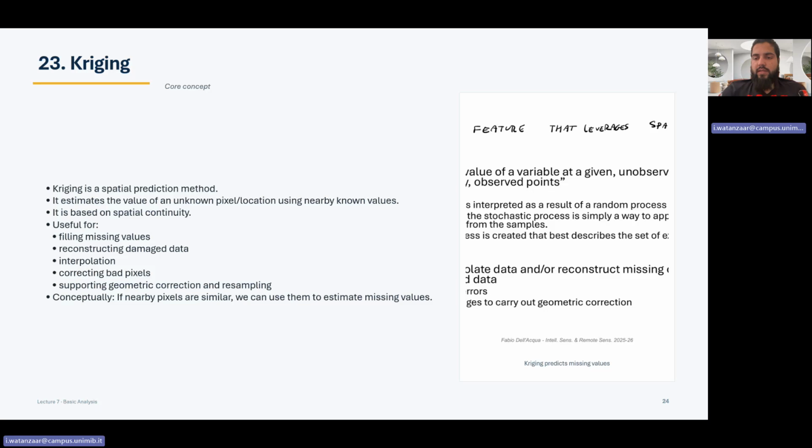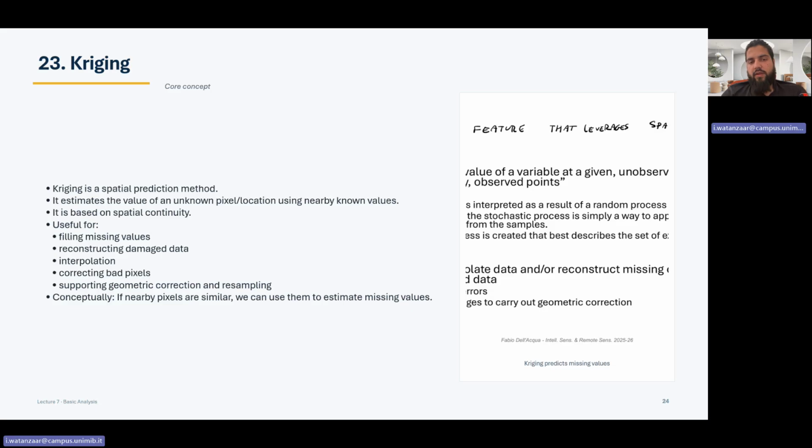So what they are exactly doing is taking the value based on one of the methods, by its neighbor. Kriging is the same: in remote sensing, it estimates the value of an unknown pixel or location using the nearby known values. This is happening exactly in Excel's fill option: fill up, fill down, fill right, fill left, based on spatial continuity. We discussed that spatial continuity is really important. It is used for filling missing values, reconstruction of damaged data, interpolation, and correcting bad pixels. Let's suppose the pixel is too bright or too dark, it also supports geometric corrections in resampling.